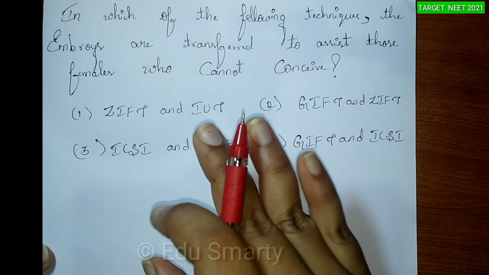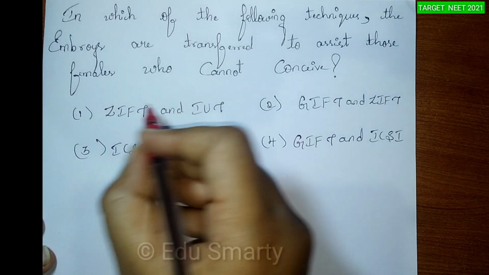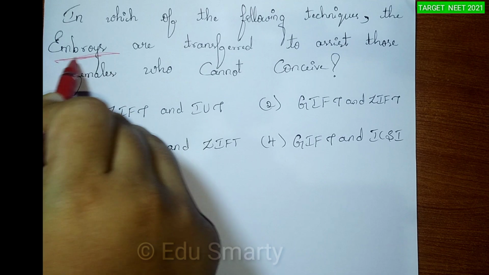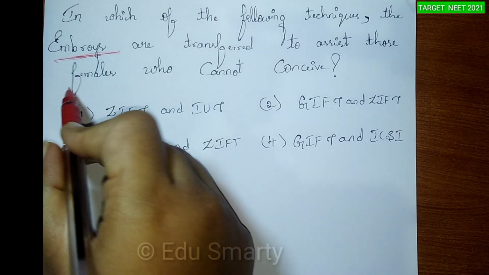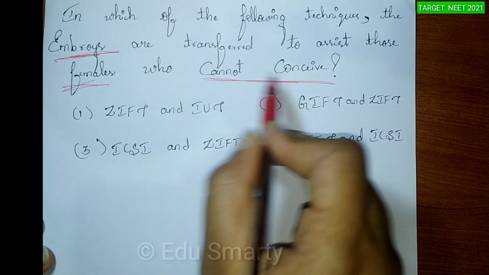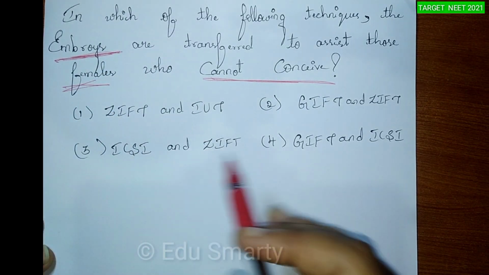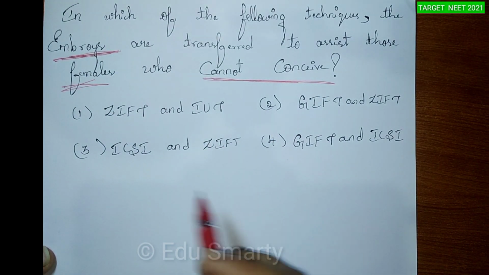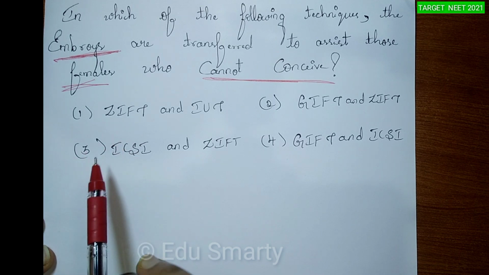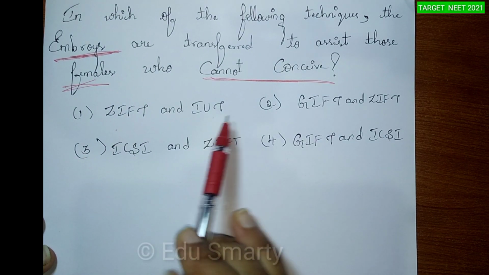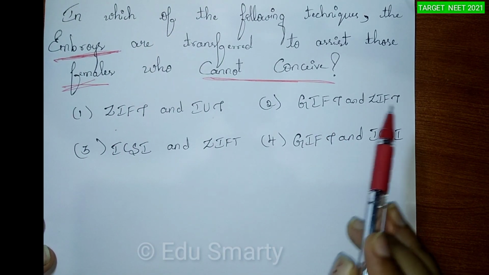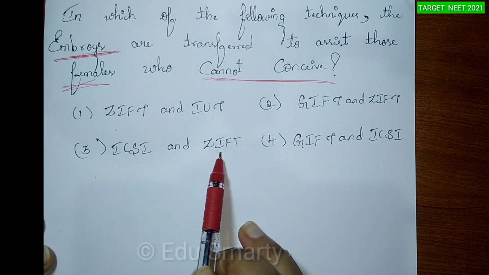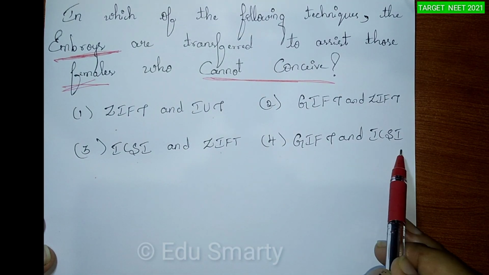Among these techniques, we need to find out the techniques that are used to transfer the embryos for the females who cannot conceive. Embryo transfer technique, we need to find out among these 4 options, right? Here we have 4 options: Option 1, ZIFT and IUT. Option 2, GIFT and ZIFT. Option 3, ICSI and ZIFT. Option 4, GIFT and ICSI.